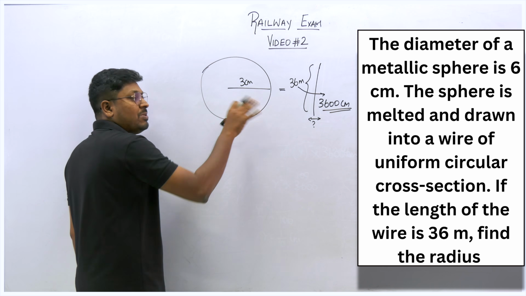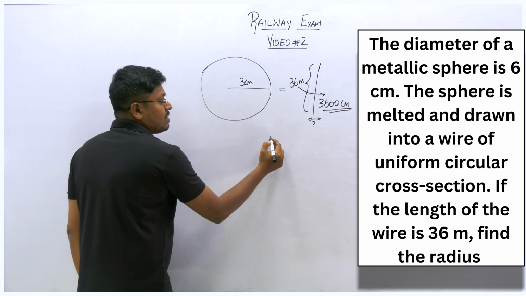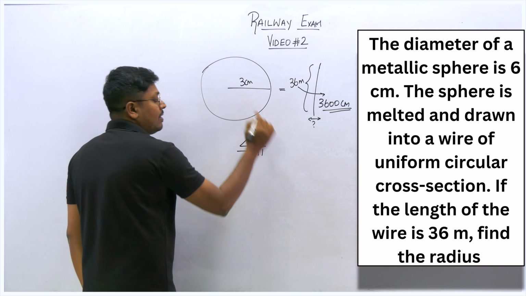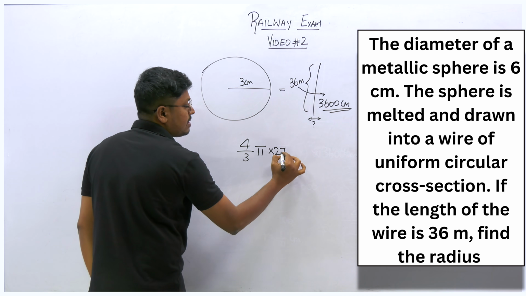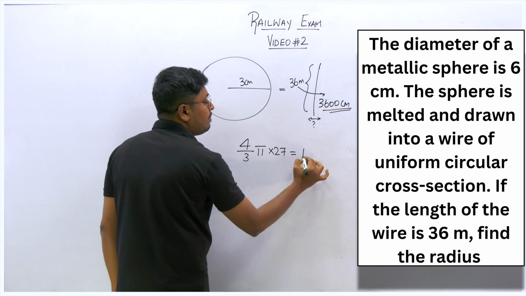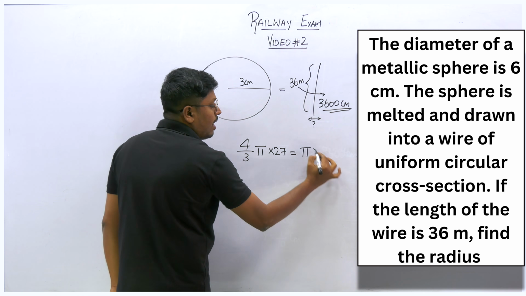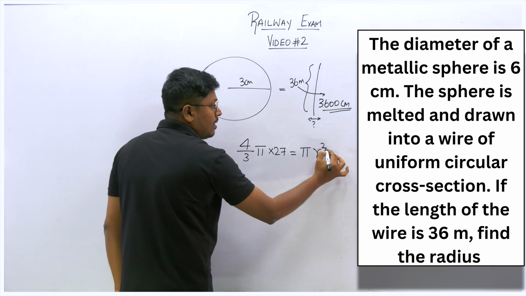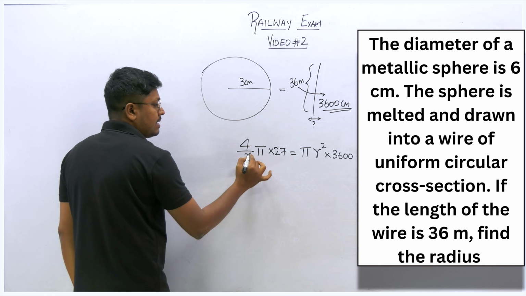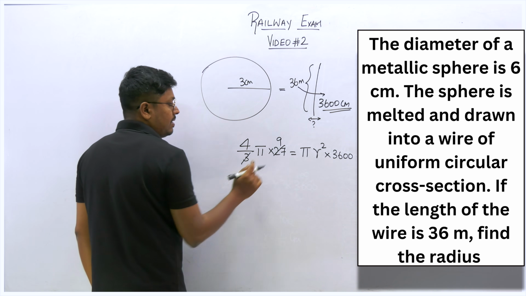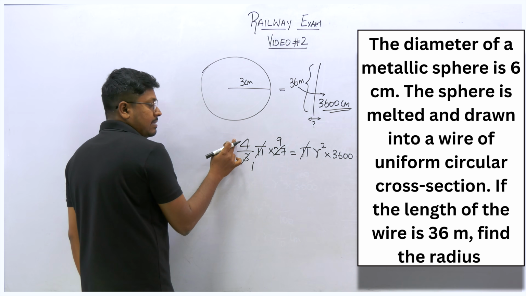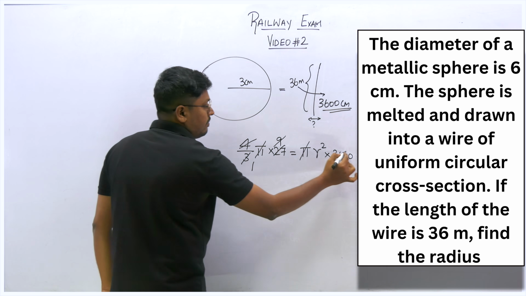Now apply the values in the formula. That will be easy, right? First, volume of sphere will be 4 by 3 pi r cube. So r will be 3. 3 cube will be 27, is equal to the volume of cylinder. Volume of cylinder will be pi r square h. Our target is to find r, and h will be 3600. Now we can cancel it. 9 3s are 27. We can cancel pi and pi here. 9 into 4 will be 36. So we can cancel 36 here 1 times.